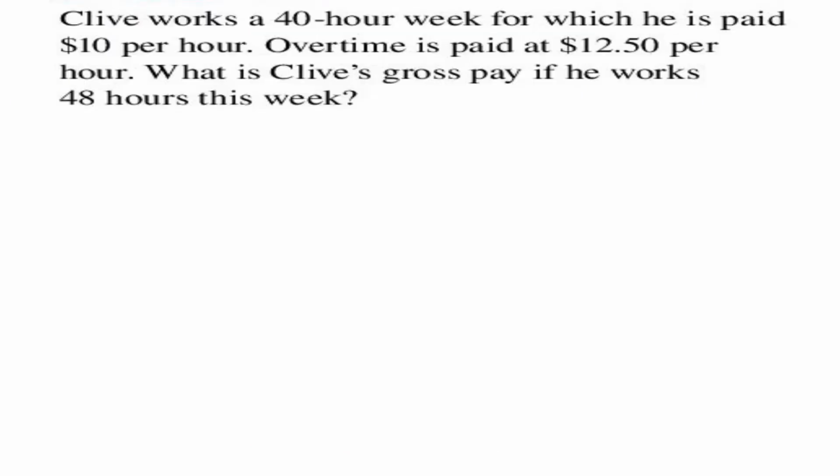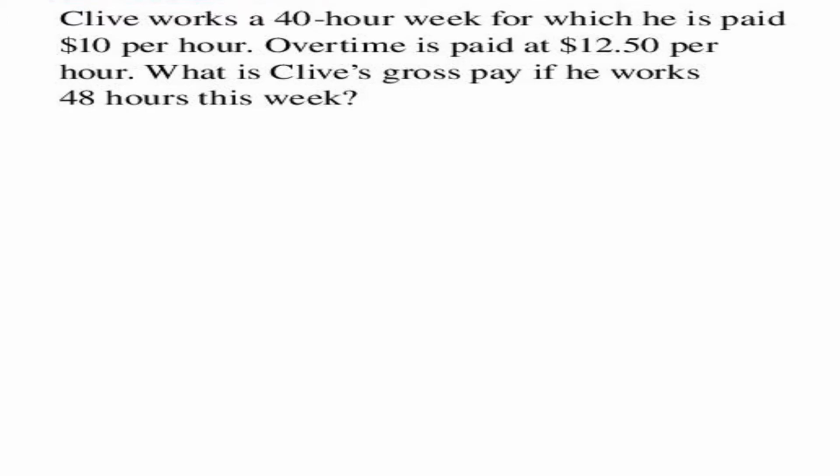Good. So let's go. Question one here. Clive works for 40 hours a week, for which he is paid $10 per hour. Okay, so that's information we have to digest there, right? So Clive works 40 hours a week and he is paid $10 per hour.